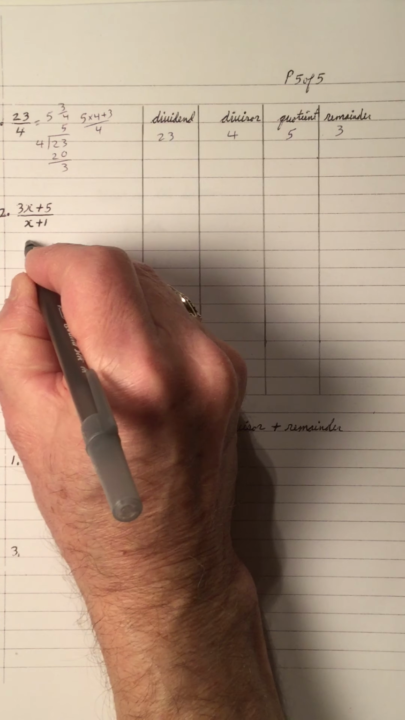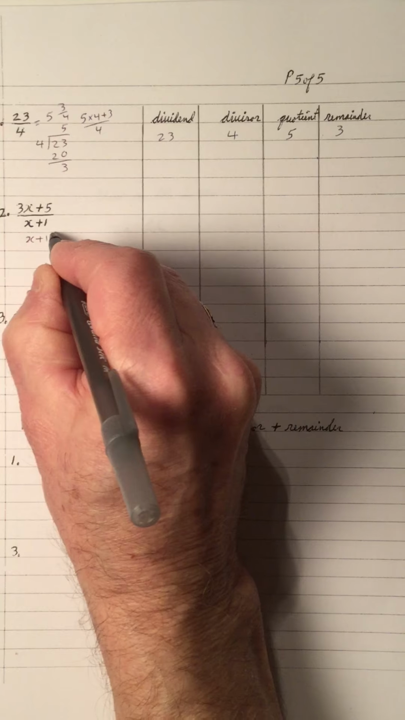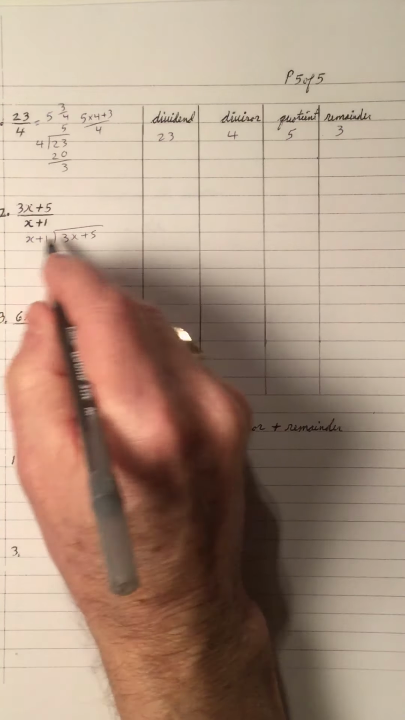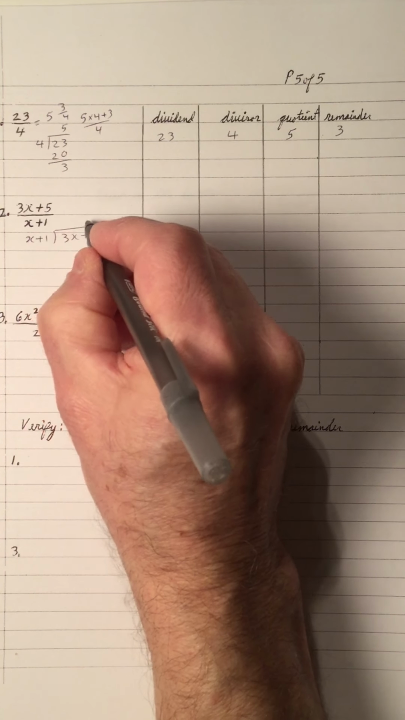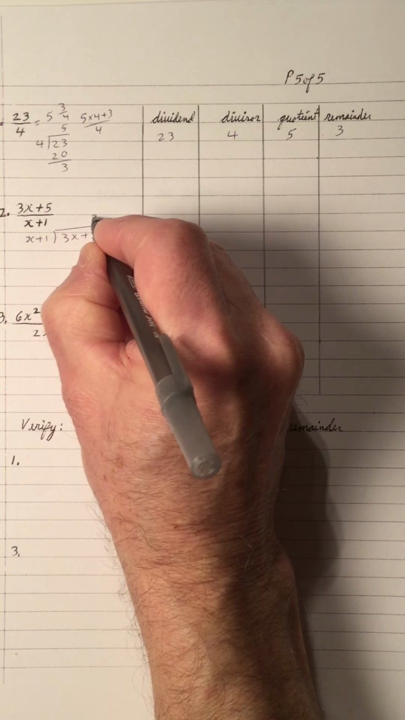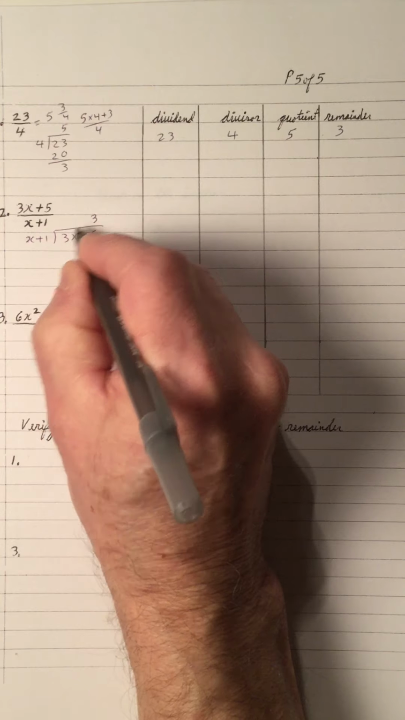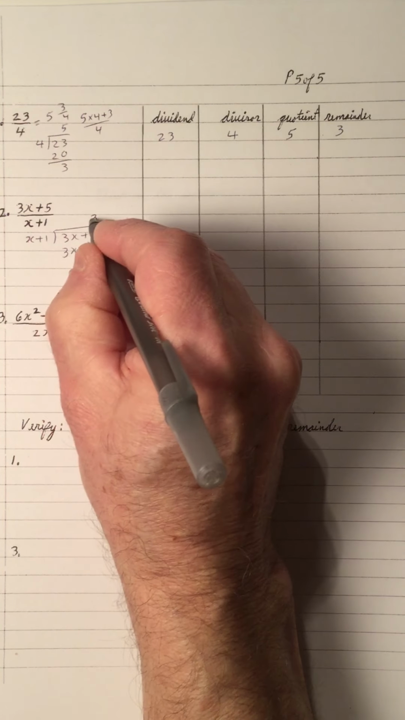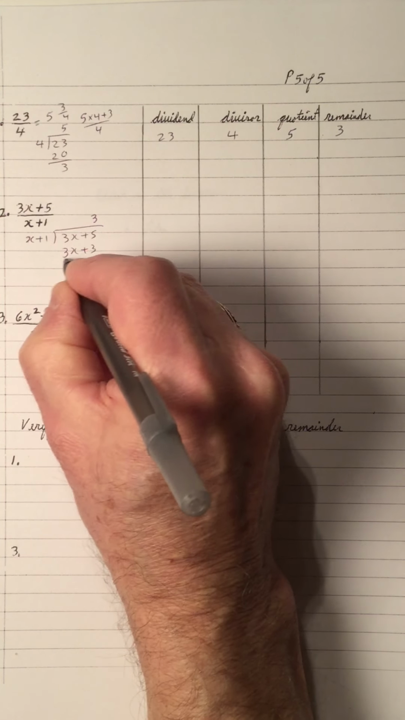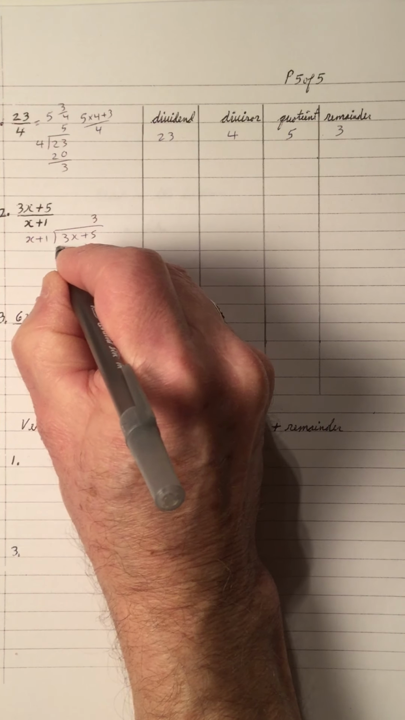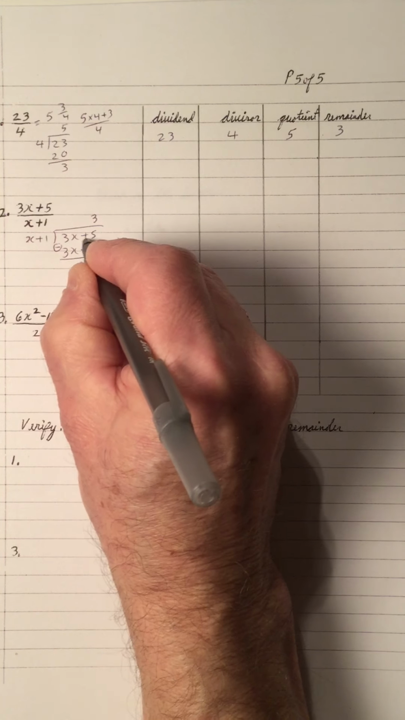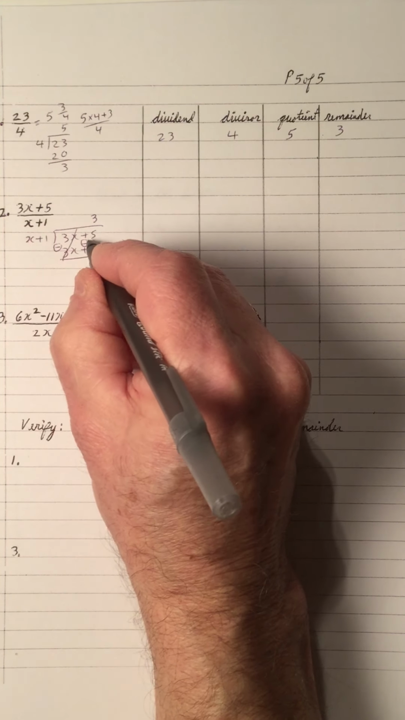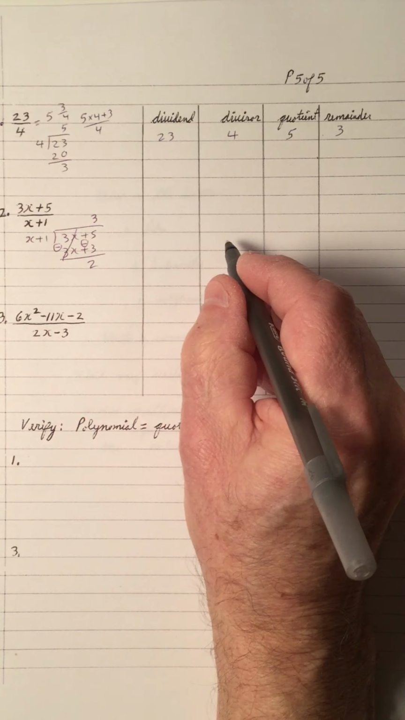So if I took x plus 1 and divided it into 3x plus 5, descending order done, x into 3x goes 3. So the 3 goes above the constant. 3 times x is 3x. 3 times 1 is 3. I'm subtracting, so the plus becomes a minus. Plus 3x minus 3x cancels out. Positive 5, negative 3 is a 2.